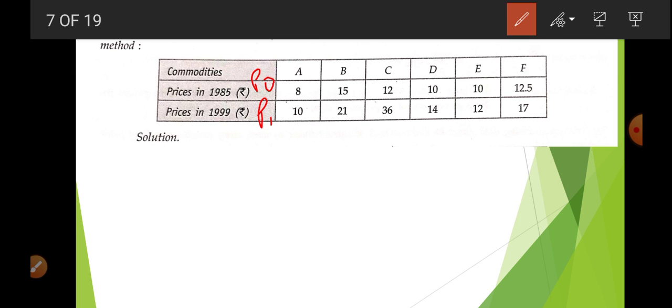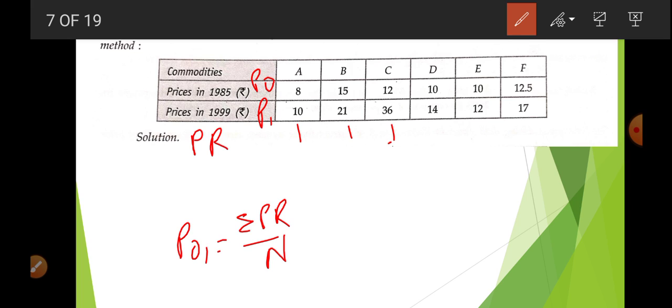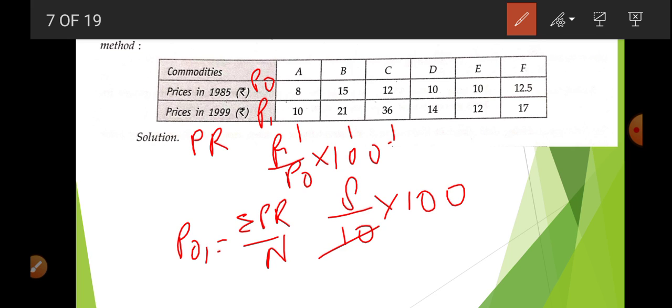So what we are going to do, first we are going to calculate PR, because the equation is P01 is equal to sigma PR upon N. How are we going to calculate the PR? Every time it will be P1 upon P0 multiplied by 100, that is, 8 upon 10 multiplied by 100. So 10 tens are 100, that is 80. In this way we are going to calculate for all. Okay.